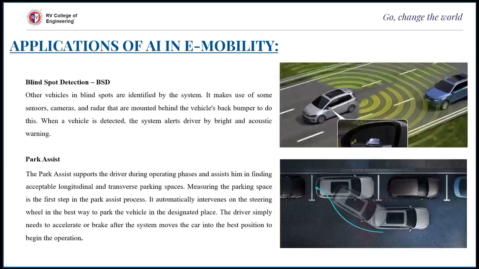Let's move on to blind spot detection. Blind spot detection is the control system where it identifies the vehicles which are in blind spots. It consists of some sensors, cameras, and radars as well, which are mounted in the back bumper of the vehicle. So it alarms or warns the driver when another vehicle is detected in its range.